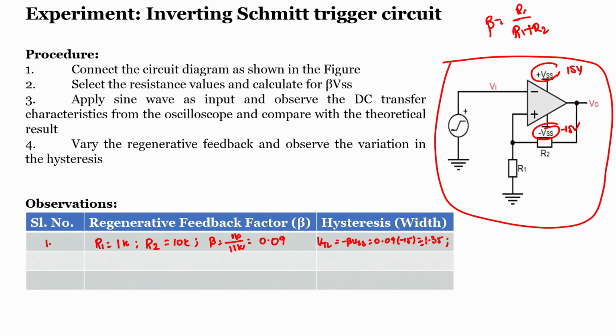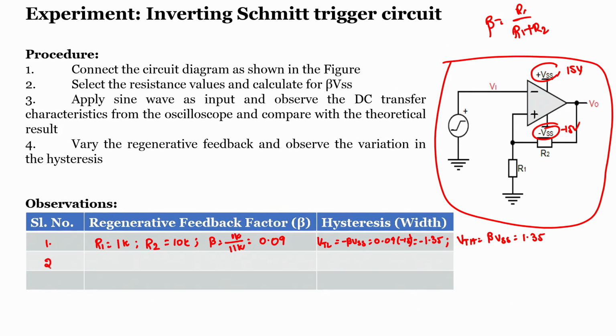This is minus 1.35, the lower threshold. What about the higher threshold? It is nothing but beta into VSS, which is plus 1.35. This is minus 1.35, this is plus 1.35. I will rewrite this once again. These are the thresholds; we will see them in simulation.